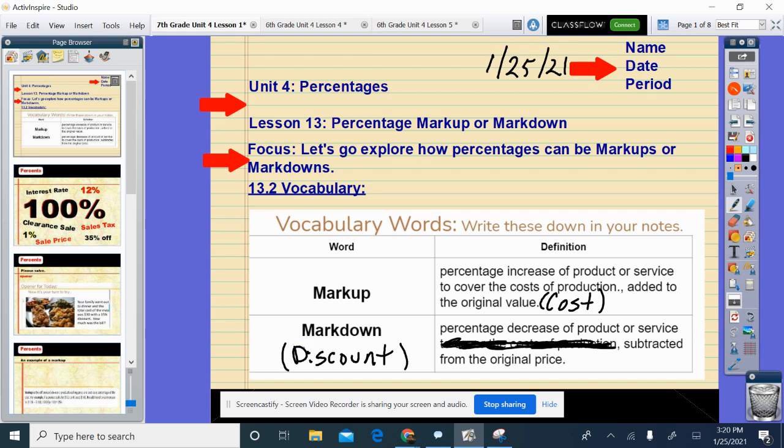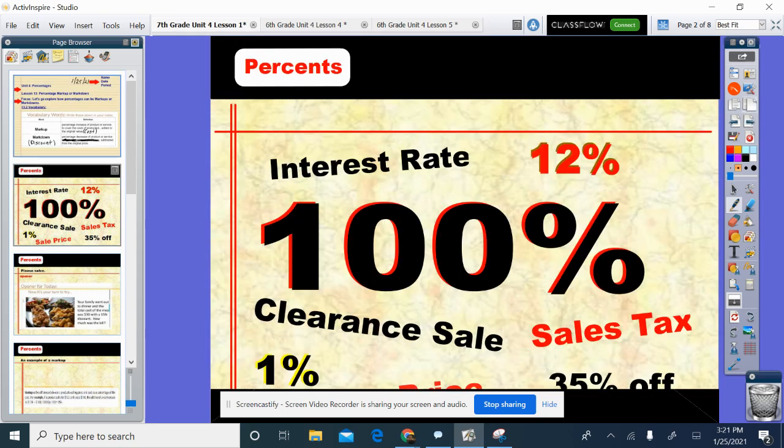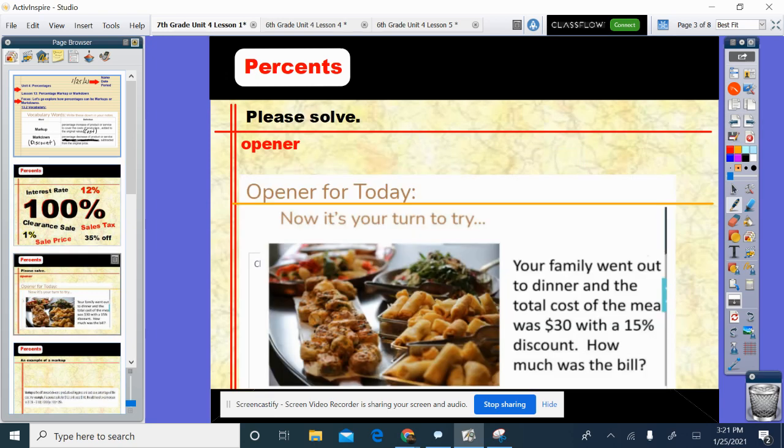So stop the video here and make sure you write these down in your notes. And also take notes on all of this as we go through it, especially the examples, because that's how you get the points when you upload your notes. So here we are talking about percents and various types.